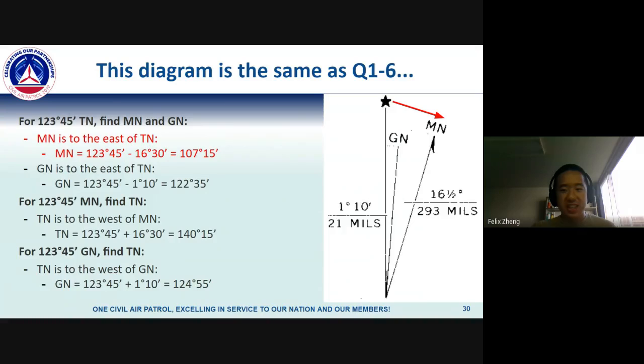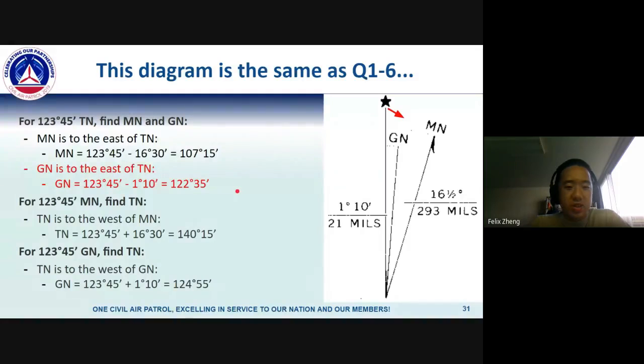So here is some more review. Pay attention to this review because this diagram exactly shows up on the quiz. If we had a heading of 123 degrees, 45 minutes true north, and we want to find magnetic north and grid north, first we look at the declination diagram and we notice that magnetic north is to the east of true north. So we do 123 degrees, 45 minutes minus 16 degrees, 30 minutes, and we end up with an answer of 107 degrees, 15 minutes.